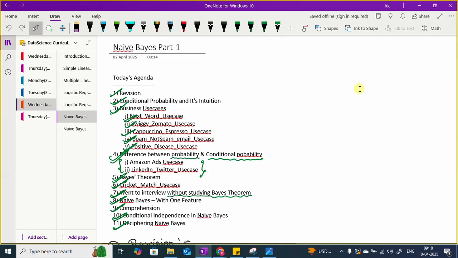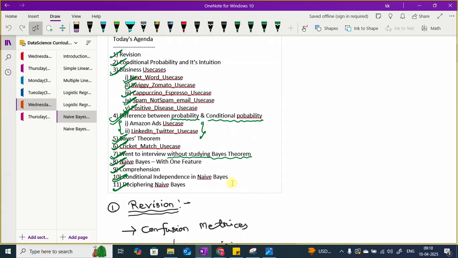As part of Naive Bayes part 1, I have also discussed different types of use cases like next word use cases, Swiggy Zomato use cases, cappuccino espresso use cases, spam not spam email use cases, positive digit use cases, then Amazon ad use cases, LinkedIn Twitter use cases, then Bayes theorem, a cricket match use case, and the difference between a probability and a conditional probability. Then one funny incident happens: for example, you went to an interview without studying Bayes theorem, then what will happen to you?